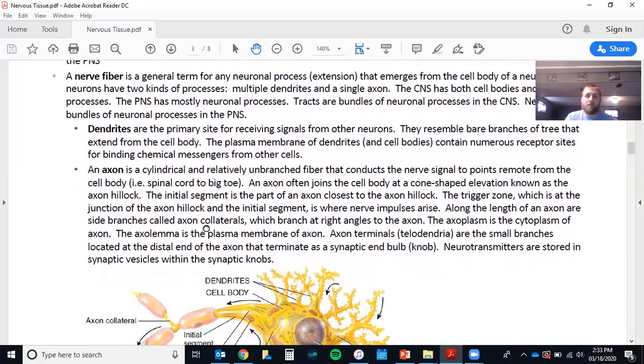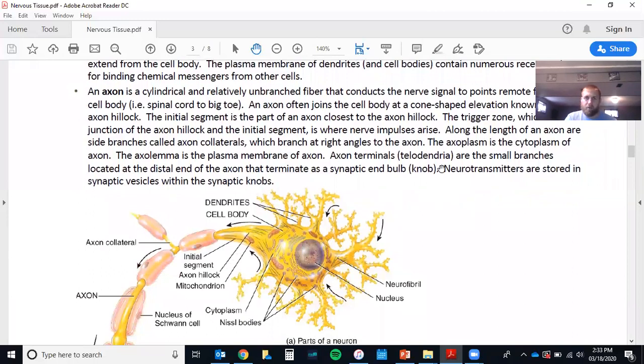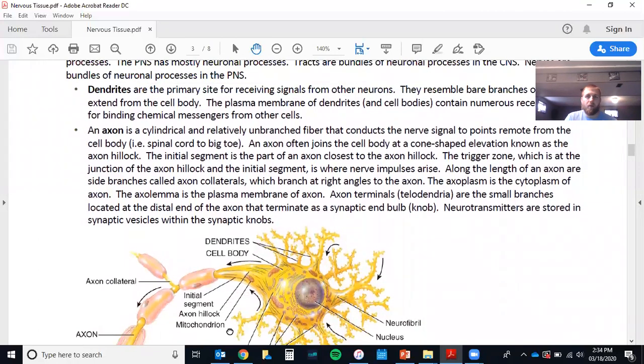The plasma membrane of dendrites and cell bodies too contains numerous receptor sites for binding chemical messengers that are released from other cells. So when a signal comes into a neuron, typically it's going to involve these dendrites. Okay? An axon, as I said, is relatively unbranched, and it conducts nerve impulses to points far away. In certain situations, it can run all the way from the tips of your toes up your legs and into your spinal cord. So talking super, super long.